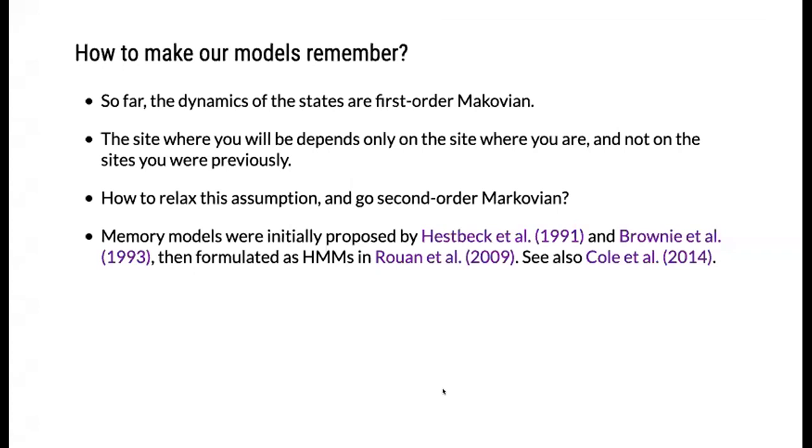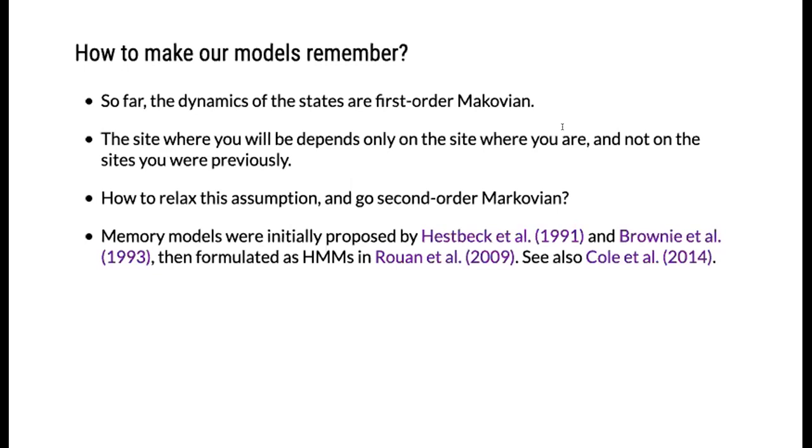So far, the dynamics of the states are what we call first order Markovian, meaning that the site or the state where you will be depends only on the site where you are and not on the sites or states you were in previously. That's the Markovian assumption we used when we introduced HMM, the hidden Markov models. But it might be that ecologically, for some reasons, we need to relax this assumption and go second order Markovian, like the site or the state where you will be at T plus one depends on the state where you are at T, but also on the state or site where you were at T minus one. So it depends on the two previous sampling occasions, not only on the previous one.